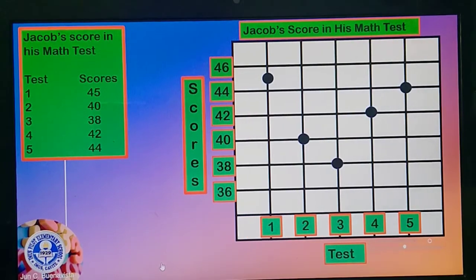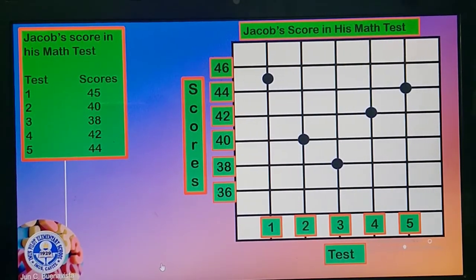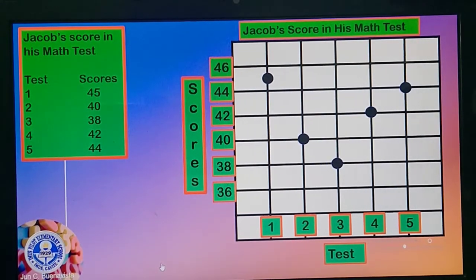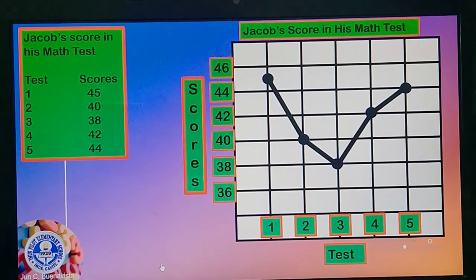So, look at now our line graph. Are we done already? No. We have to connect the dots using the line segment. So, we're going to put a line segment from test 1 going to test 2, test 2 to test 3. Then, we have test 3 to test 4, then test 4 to test 5. So, as you can see, class, the graph shows V.